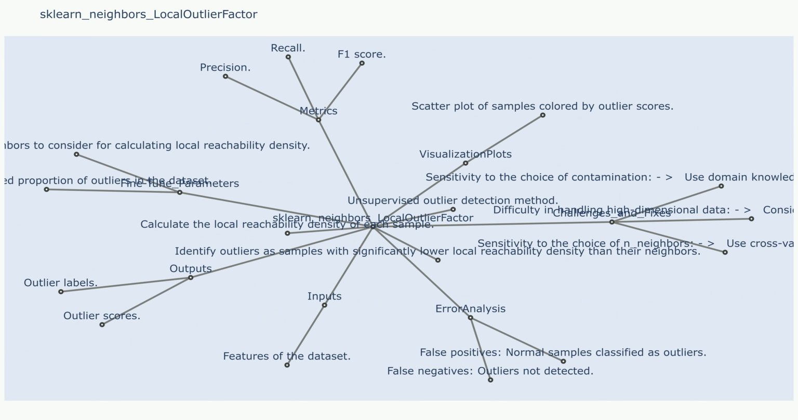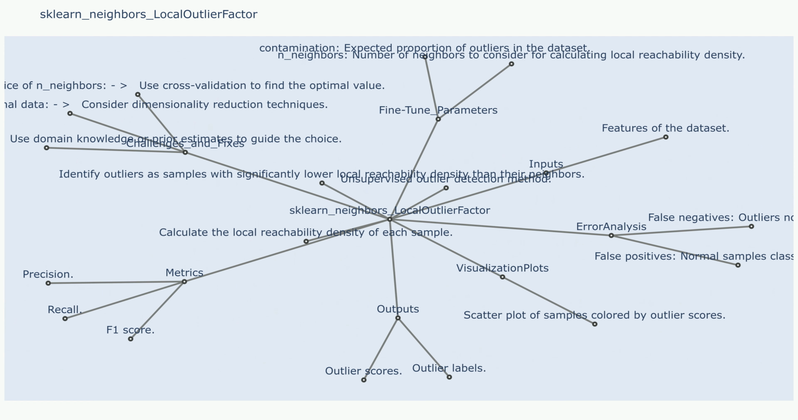Fixes to challenge 2. Apply dimensionality reduction techniques like PCA or t-SNE before applying LOF to reduce the dimensionality of the data. Use alternative outlier detection techniques designed for high-dimensional data, such as isolation forest or one-class SVM.